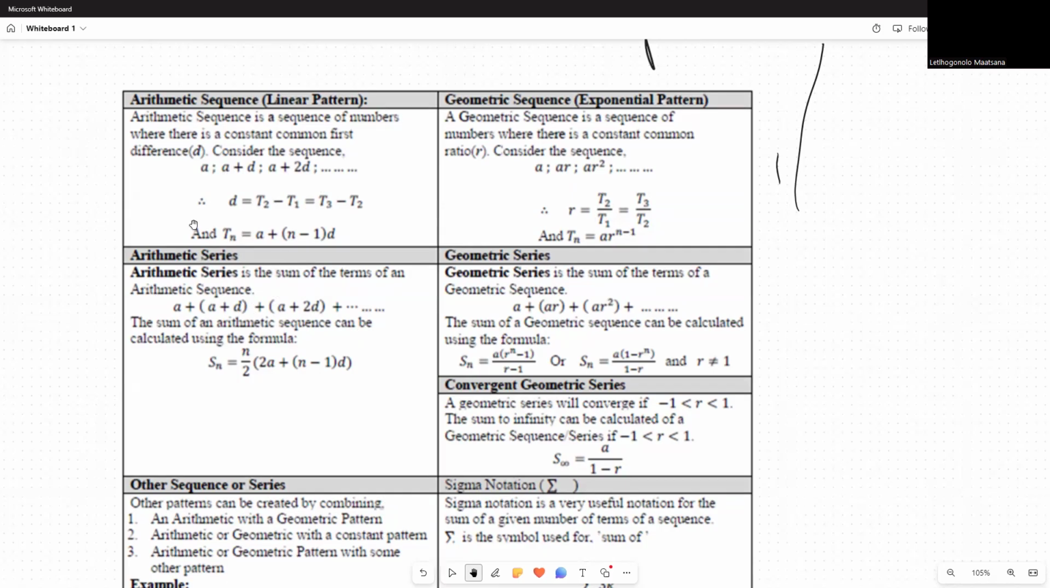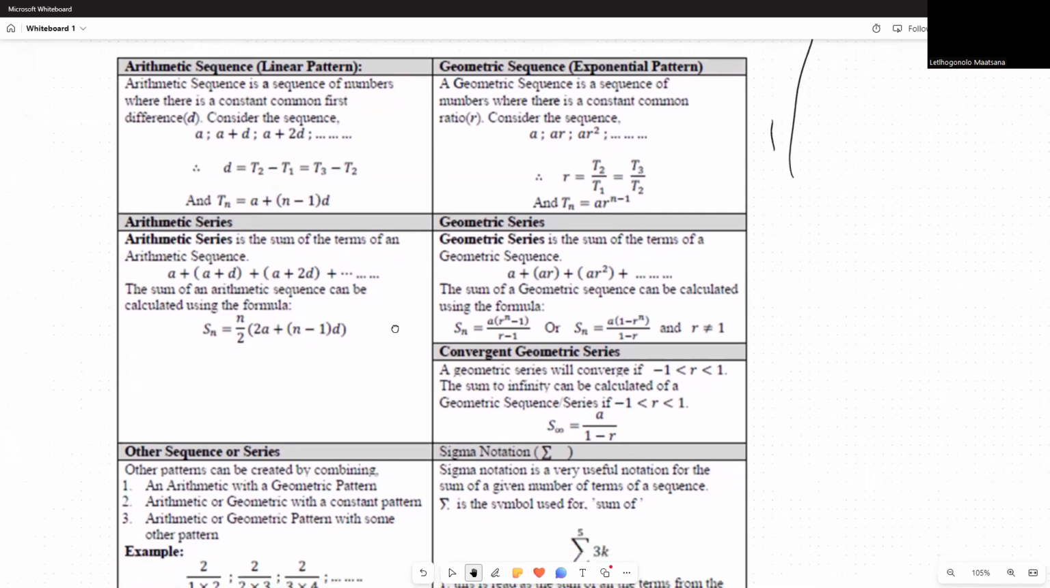The general equation for our arithmetic term says Tn is equal to a plus (n minus 1)d, where a is the first term, n is the term number, and d is the constant difference.